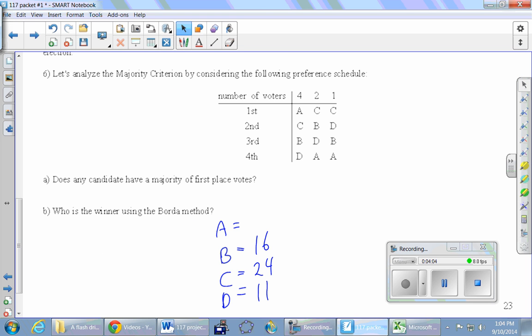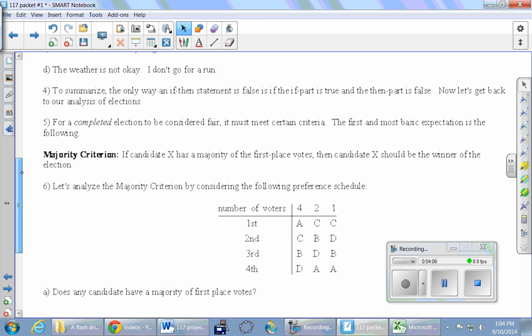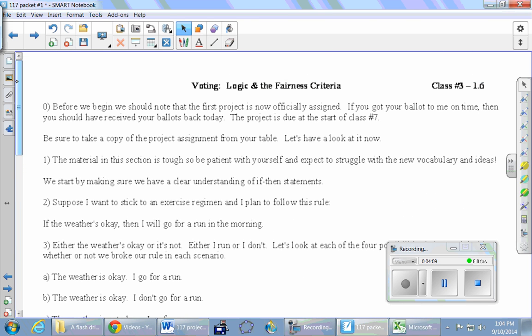So let's jump back to page 23. And we'll start up here with number 1. So our reader for number 1, can we go to Ashley for 1?